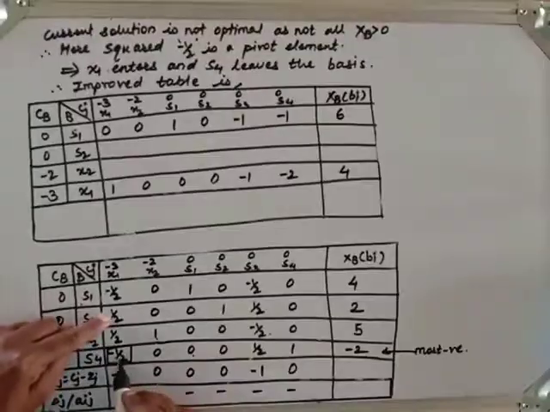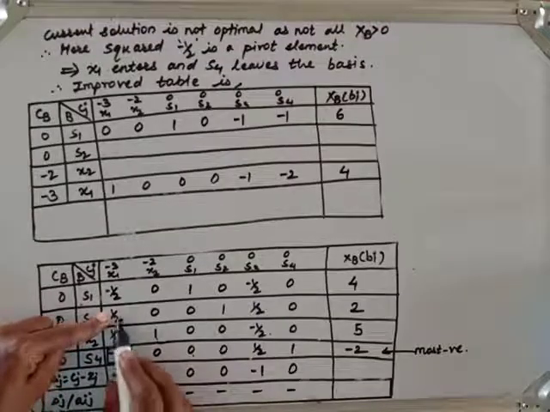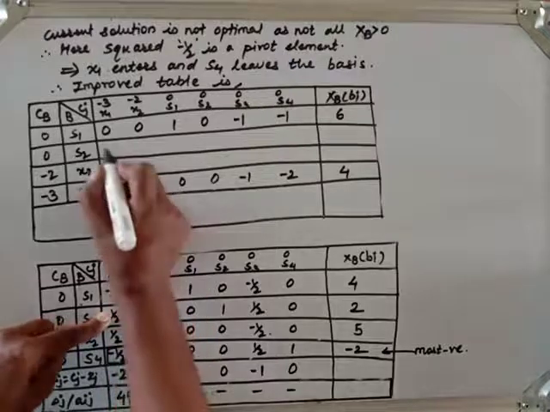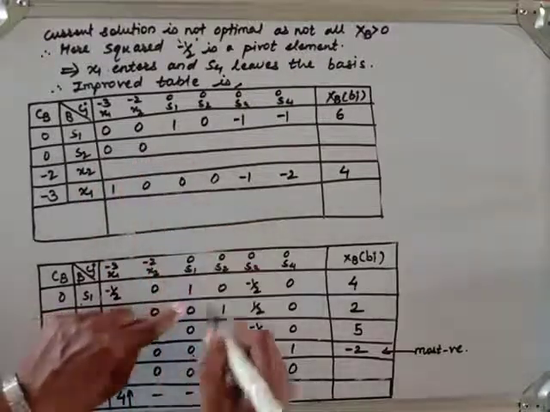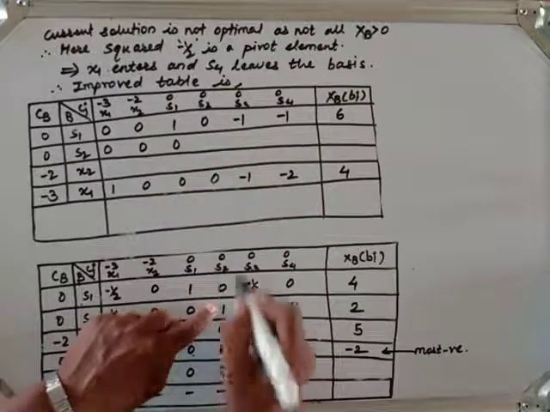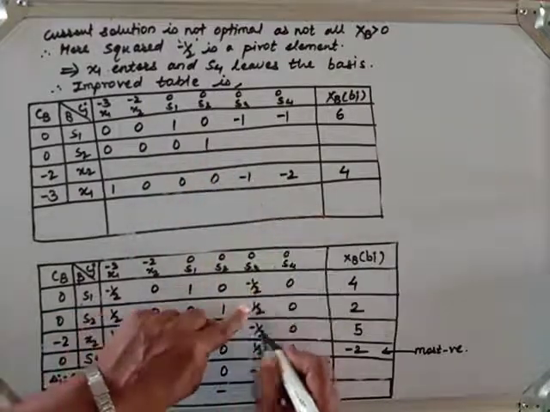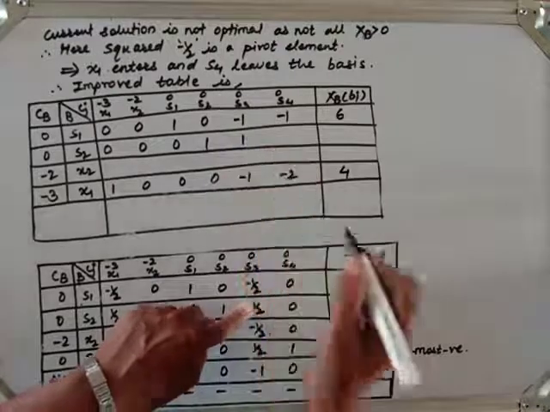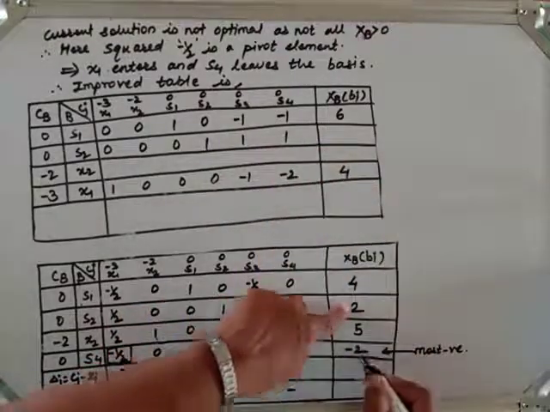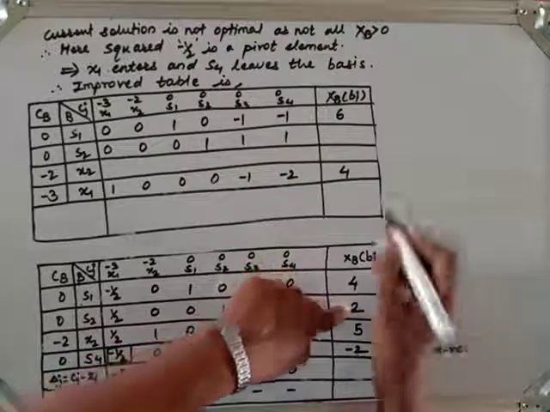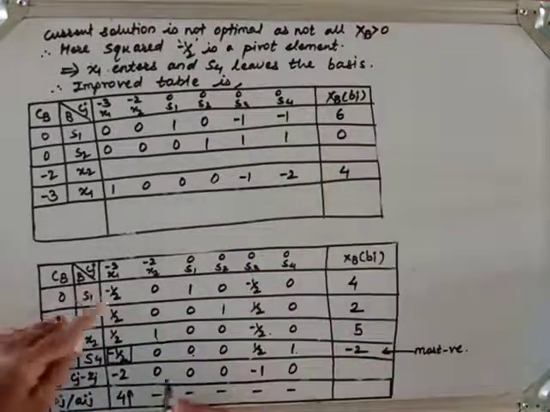Now for this one we have to add. So adding these two, we get 0. Here 0 plus 0 is 0, 0 plus 0 is 0, 1 plus 0 is 1. 1 half plus 1 half becomes 1. Now 0 plus 1 will be 1, and 2 plus -2 becomes 0.